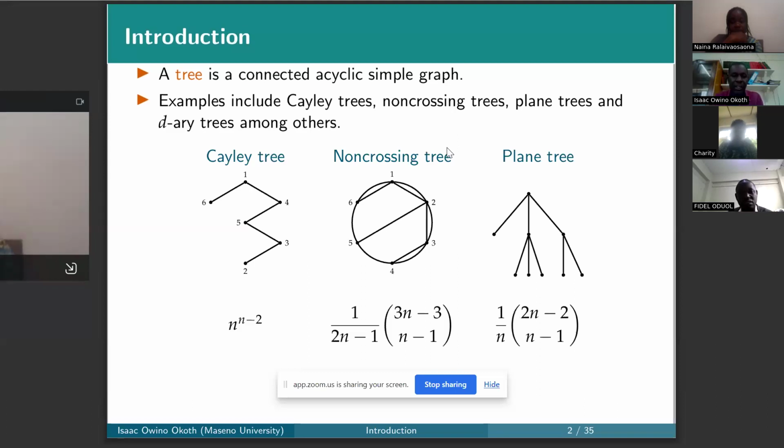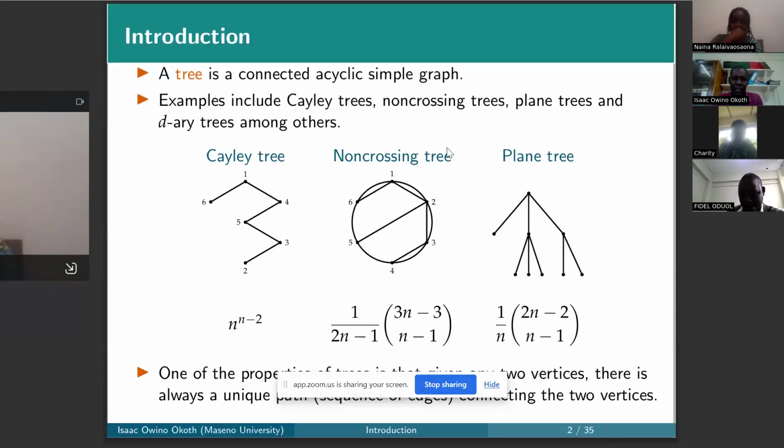So we know that Cayley trees on n vertices are counted by Cayley's formula, that is n raised to power n minus 2, and the non-crossing trees on n vertices are given by a generalized form of Catalan numbers, while plane trees are given by Catalan numbers. And one of the important properties of trees is that between any two vertices, you can always get a unique path between them.